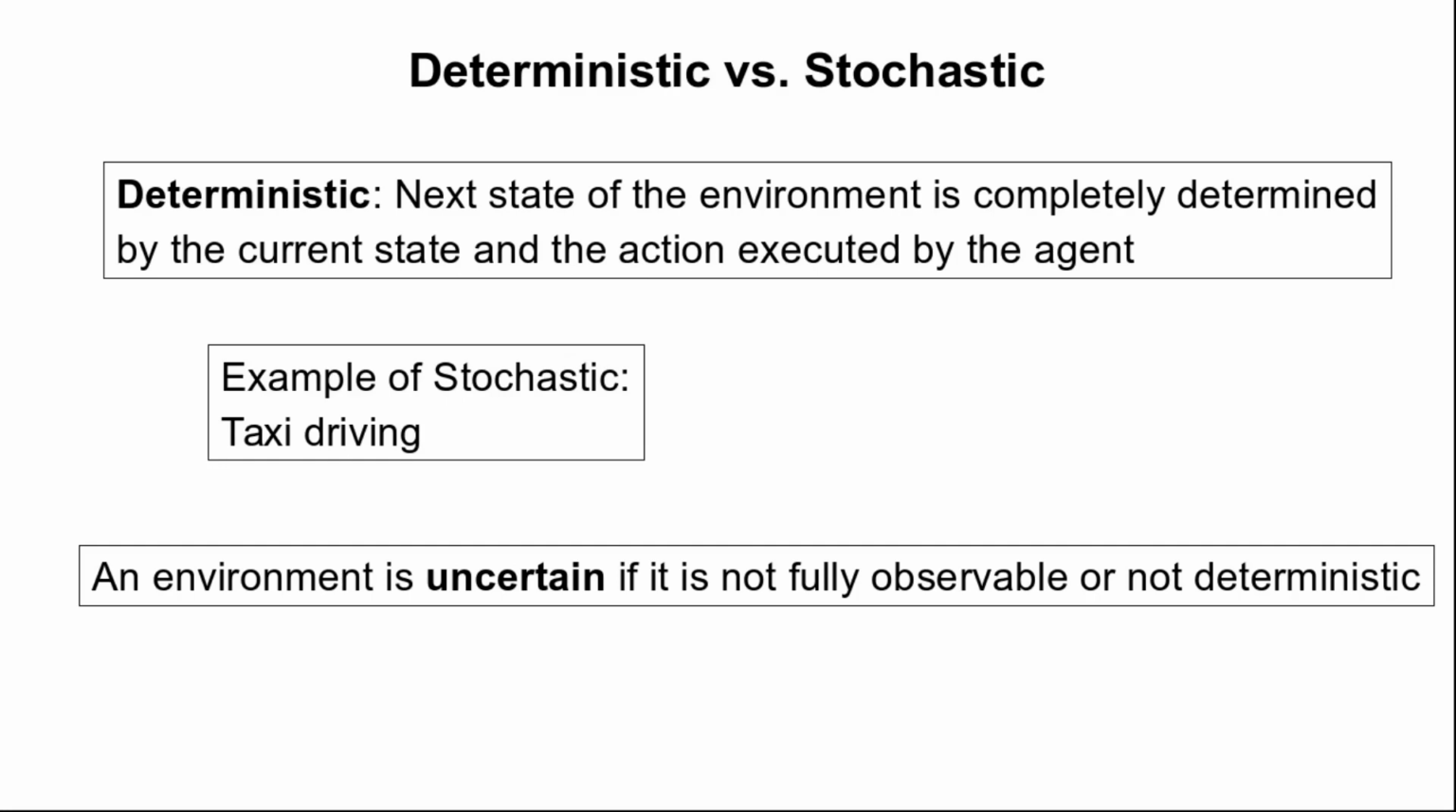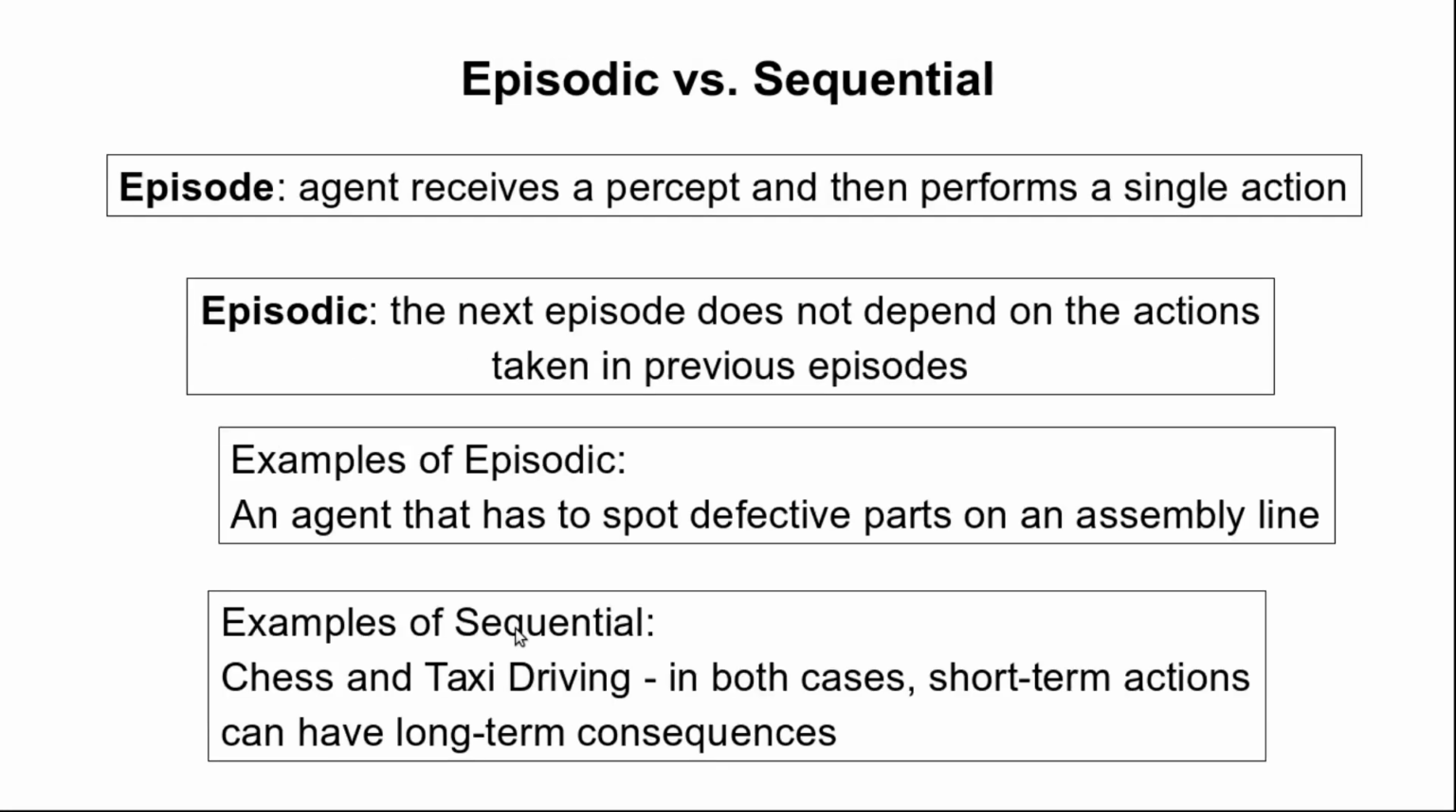Usually, if the task environment is partially observable, then it would be stochastic also. Now an environment is uncertain if it is not fully observable or not deterministic. So if it is not fully observable or it is not deterministic, then we call it uncertain. The next dimension along which we can categorize task environment is episodic versus sequential.